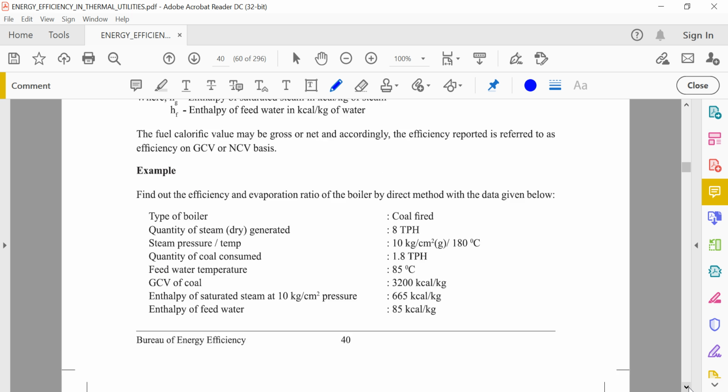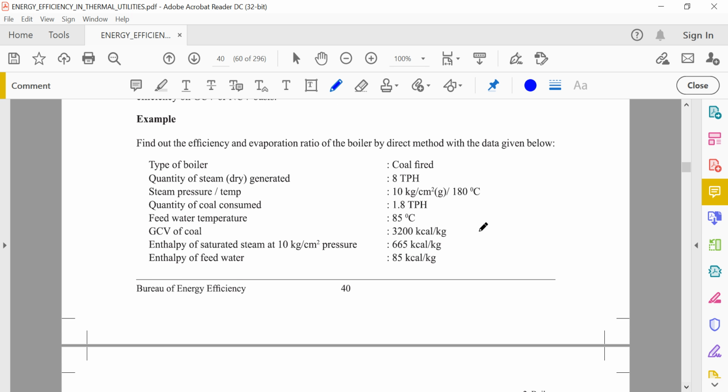Let's see an example. Here these are the parameters that we already have: the steam generated in TPH, then pressure, quantity of coal consumed, feed water temperature, the GCV of coal, the enthalpy of saturated steam, and the enthalpy of feed water are given.